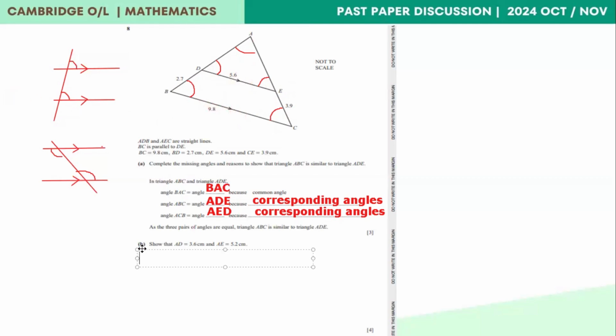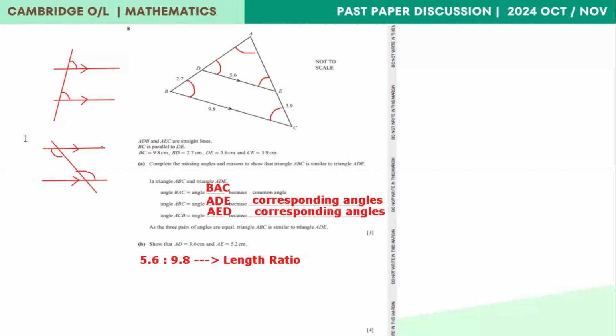So that is going to be our length ratio. We take a known pair of lengths in both triangles, 5.6 to 9.8. This is going to be our length ratio. Using this length ratio, we can find any other lengths in both the triangles.